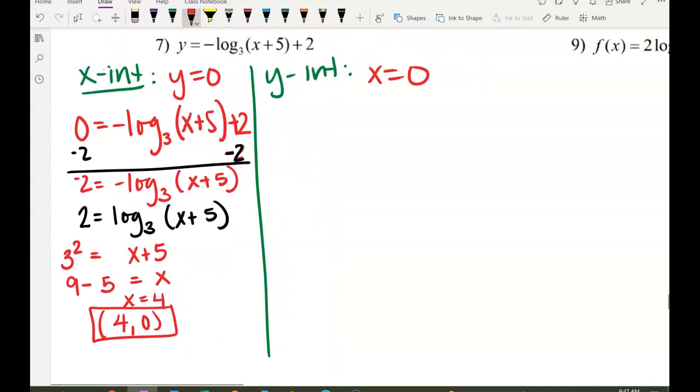I feel like y-intercept is usually a bit easier. Am I correct? Way easier. Less work, I believe. Okay, y-intercept is when x equals 0. So y equals negative log base 3 of (0 plus 5), and 0 plus 5 is 5.